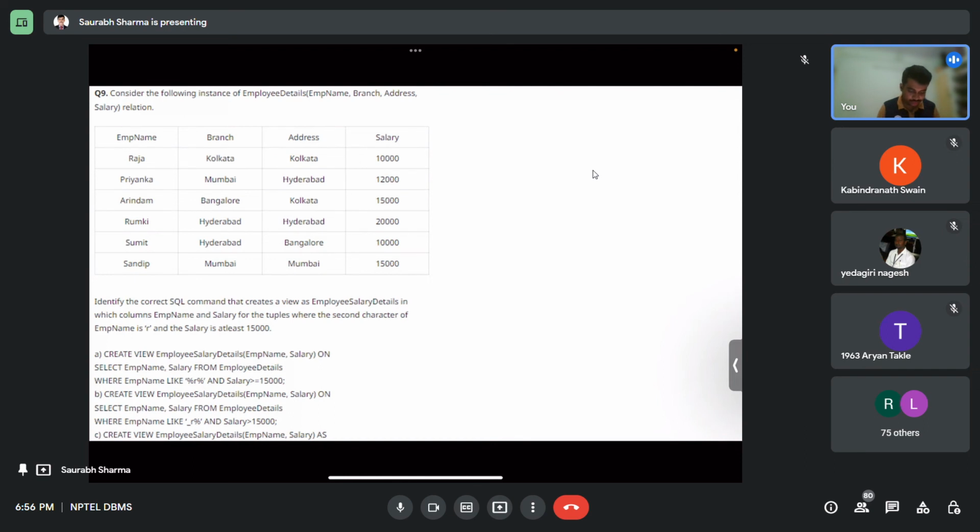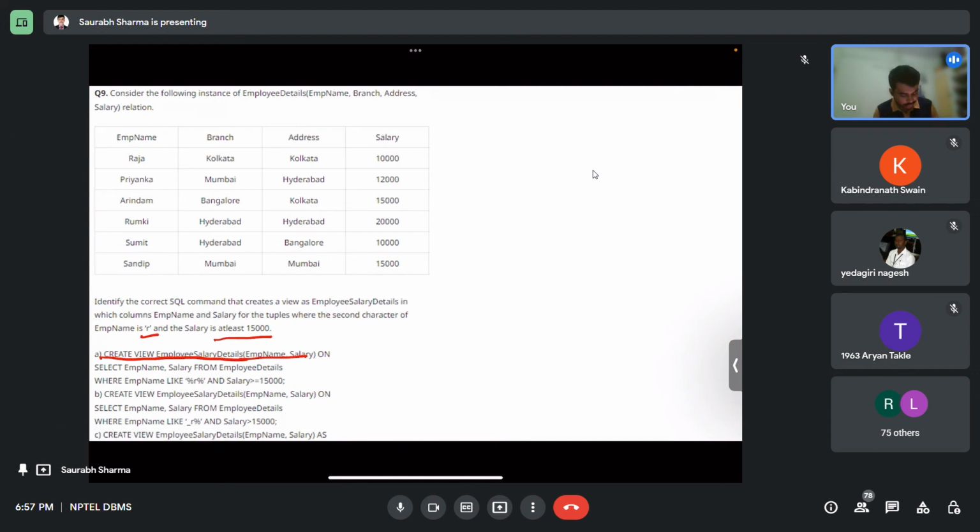the same relation. It is telling to identify the correct SQL command that creates a view as employee salary details. So for creating a view, we write create view and the name with the attributes we want. Then in which column, employee name and salary, for tuples where the second character of employee name is R. Then salary is at least 15,000. Okay. So two things are there.